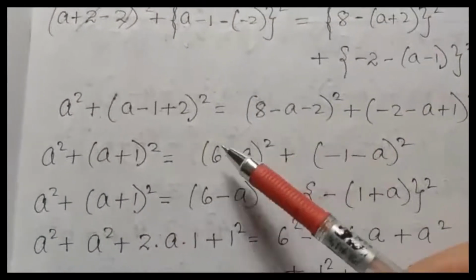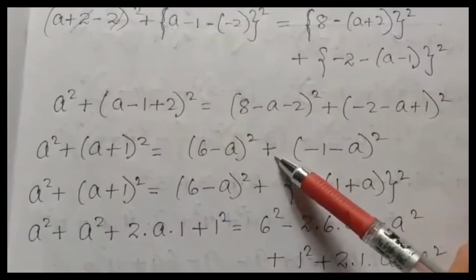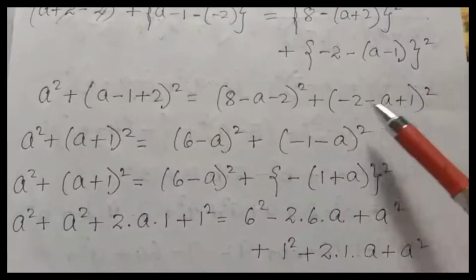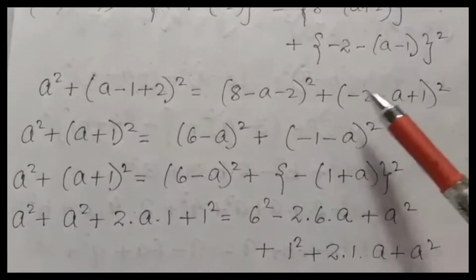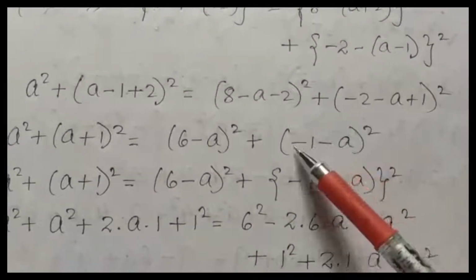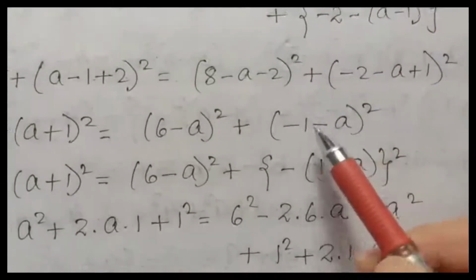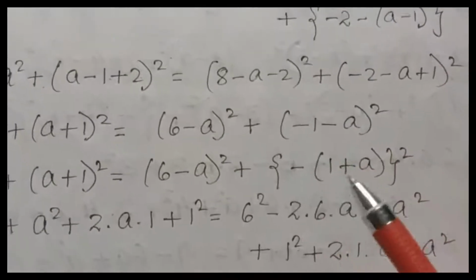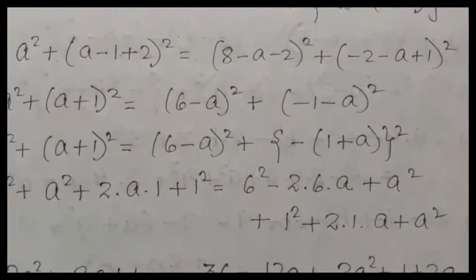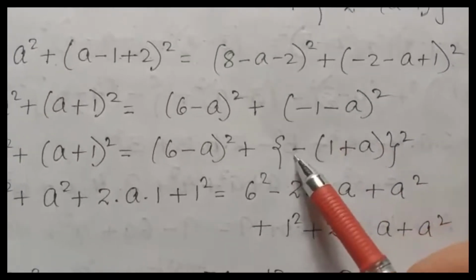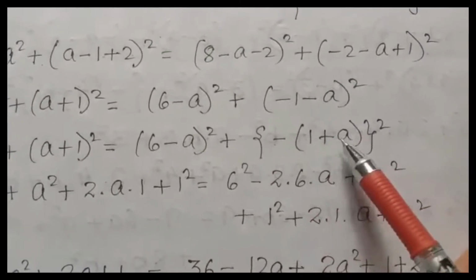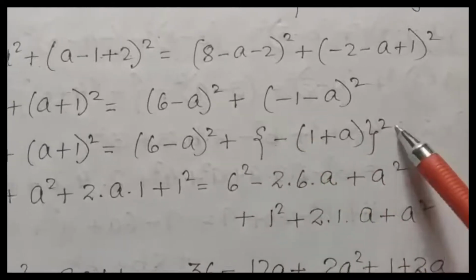to 8 − 2 = 6, (6 − a) whole square plus (−2 + 1), opposite sign subtraction, you have to write the sign of the greater number, (−1 − a) whole square. So here what we will do, we will take out this minus common, otherwise you will get confused which formula to use. So we will take out this minus common, then it will be (1 + a) whole square.